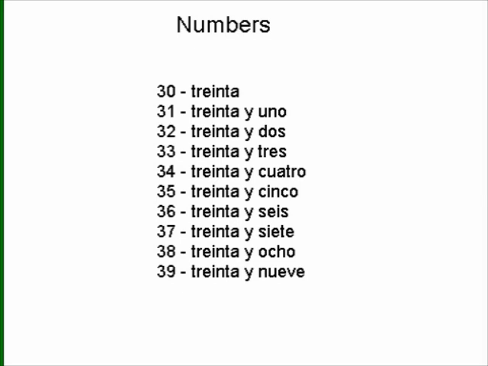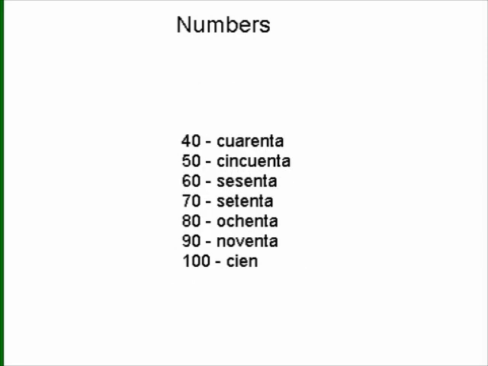So now let's just look at our key numbers here, 40, 50, 60, all the multiples of 10, and that will get us all the way up through 99, and we'll also take a look at 100. So here we are, 40 is cuarenta, 50, cincuenta, sesenta, setenta, ochenta, noventa, and cien.